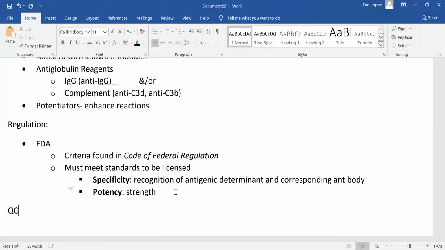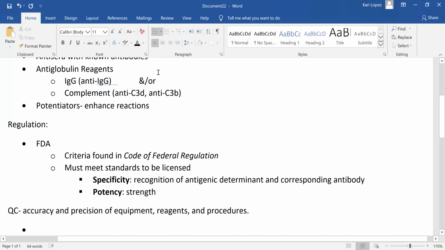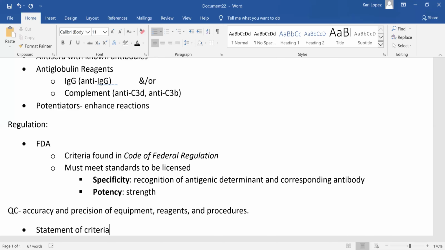Now, your QC, always an important aspect of any kind of lab program. It determines the accuracy and precision of equipment, reagents, and procedures. So there's a statement of criteria for acceptable reagent performance that can be referred to for QC.